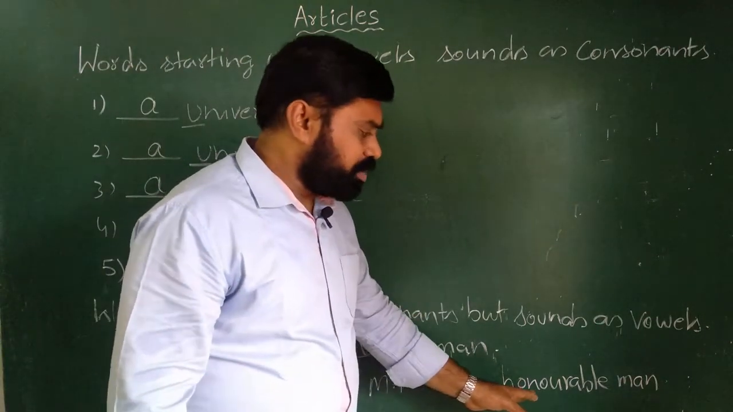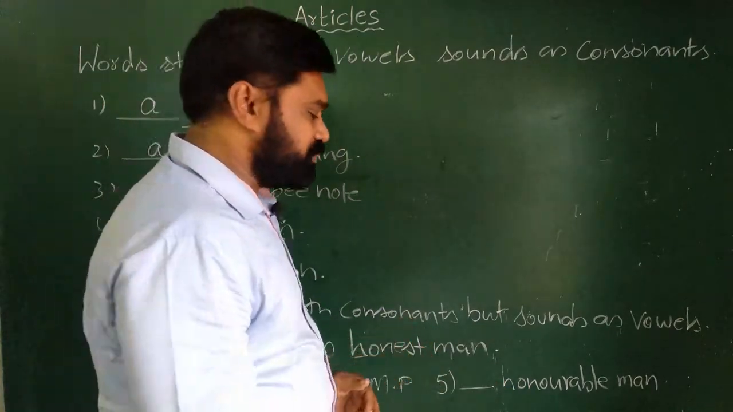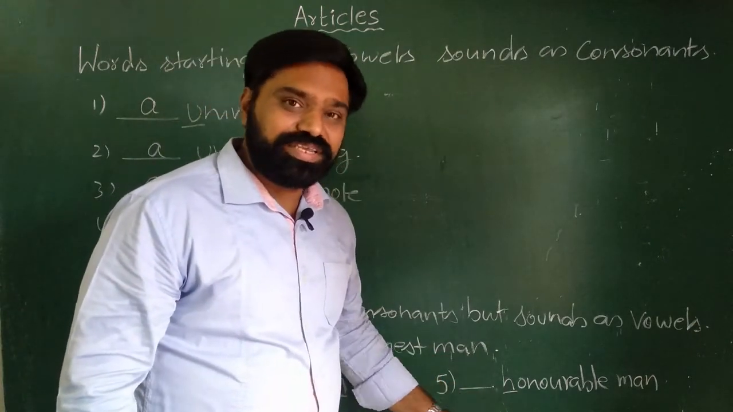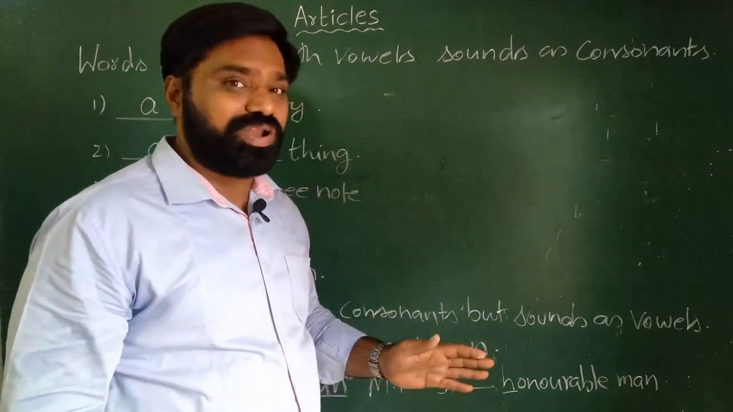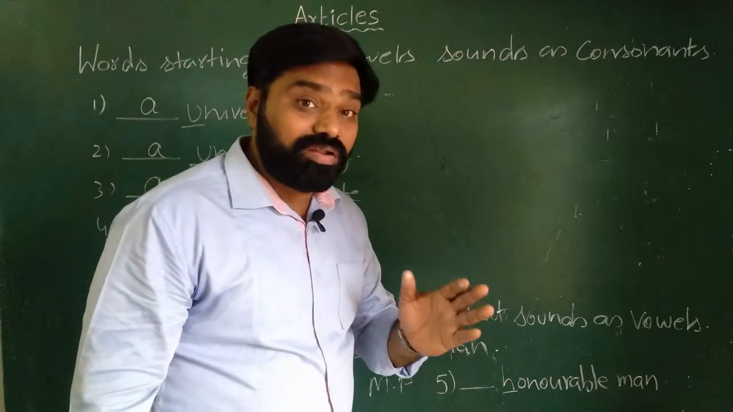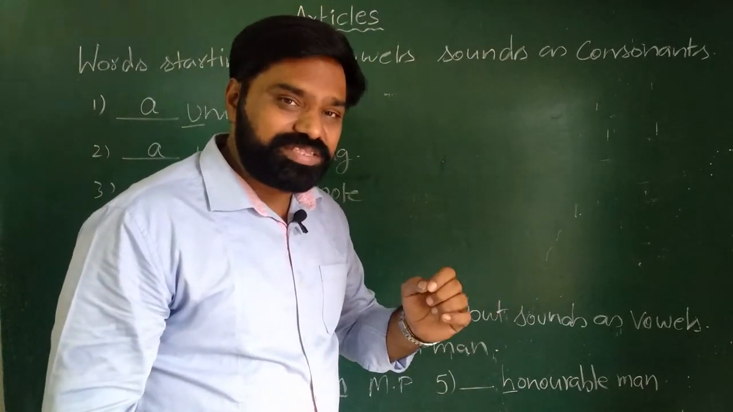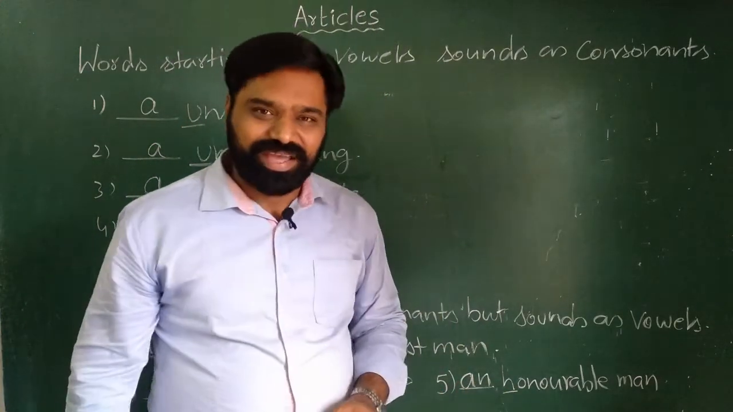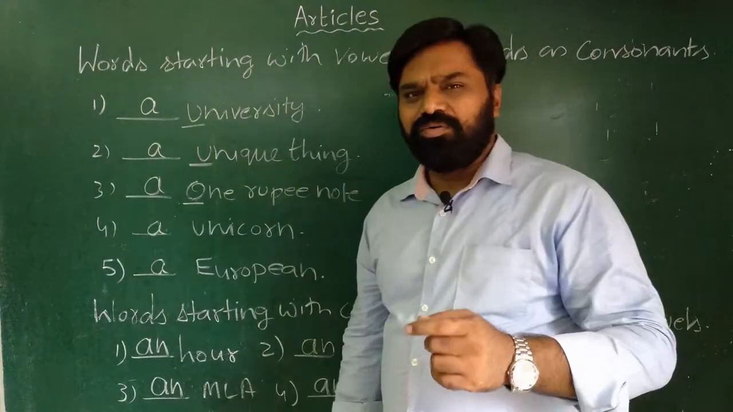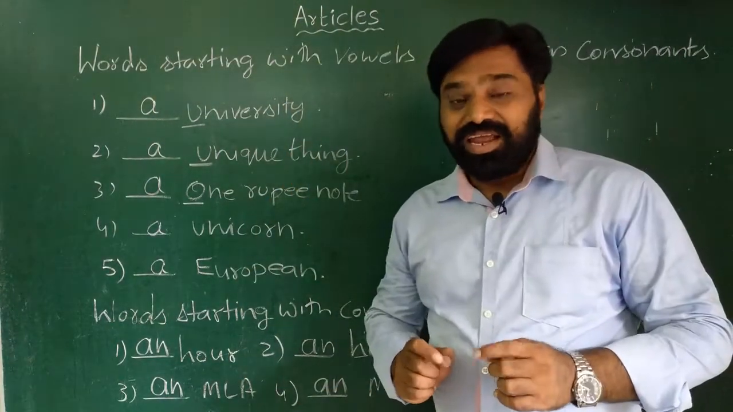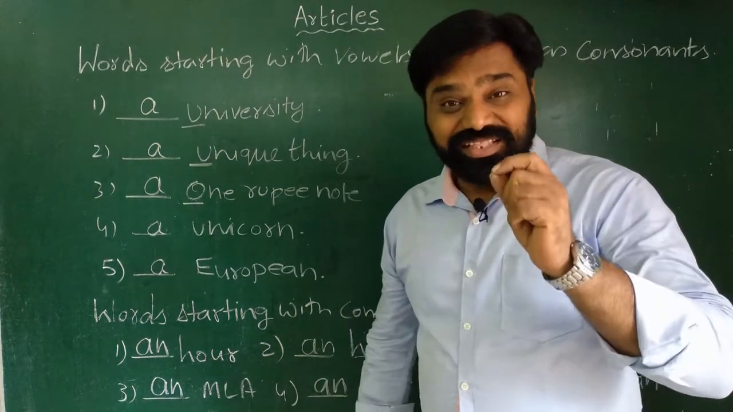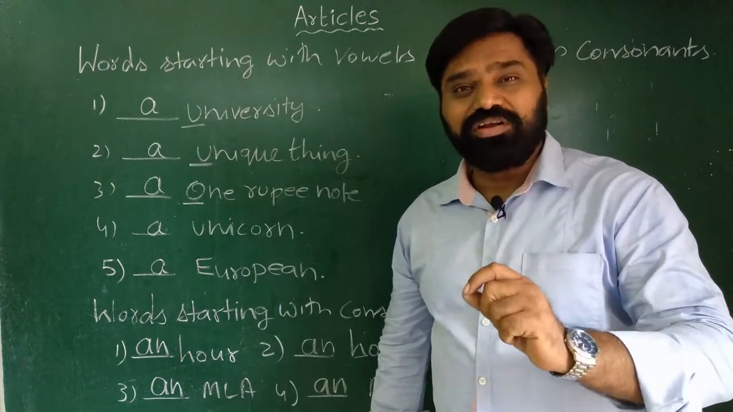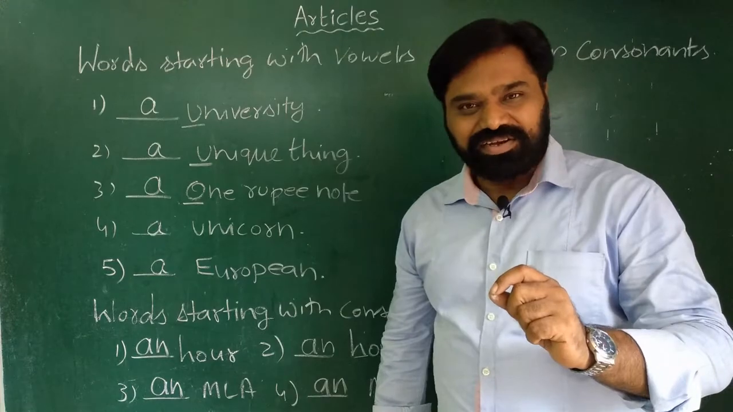Coming to the fifth word, honorable man. Even in this word, though it begins with a consonant letter, that consonant is silent here. It is not pronounced. So it is pronounced as "onorable man", which begins with a vowel sound, and hence we say an honorable man. So children, you should all have this distinct understanding, and you should always focus on the sound of the word and not the vowels. You should focus on the sound of the word, right?